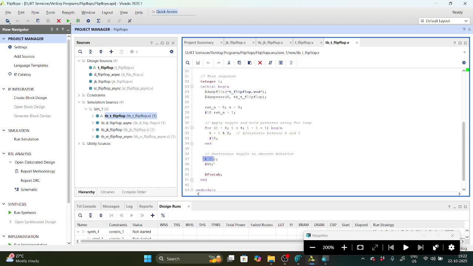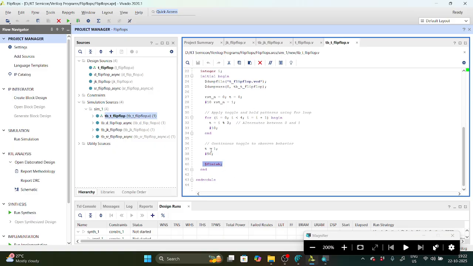Continuous toggling is observed for 50 time units. Okay, so for 50 time units I continuously see the toggling condition. When t equal to 1, toggling is happening, and $finish, I need to finish this simulation. I am using the system task $finish, and after that end and endmodule. Okay, so this is the basic test bench.